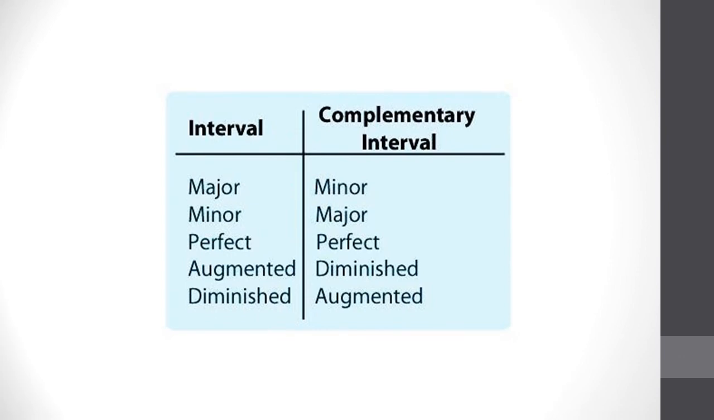Here's a chart that lists each interval quality and the corresponding complementary interval. Notice that major intervals become minor intervals when inverted, and minor intervals become major intervals when inverted. Perfect intervals stay perfect, augmented intervals become diminished, and diminished intervals become augmented when inverted.